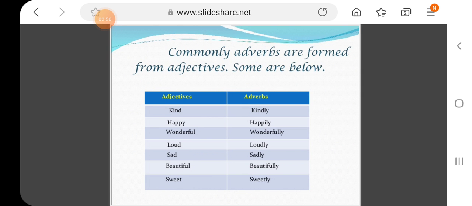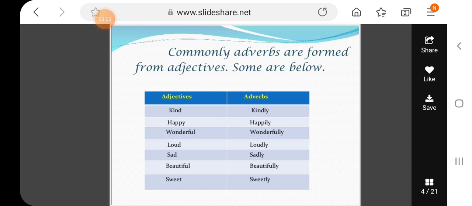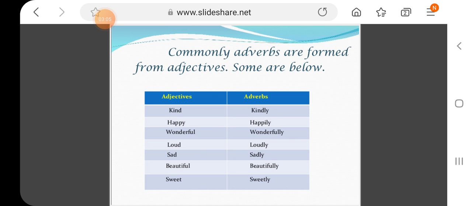When we say he's a kind man, kind is an adjective because an adjective defines the noun. It tells you about the quality of a noun, how the noun is. But when we add ly and use the word kindly, we would say he gave me advice very kindly, or he speaks very kindly. When we say he speaks very kindly, the word kindly is not defining the noun, it is defining the action, how does he speak.